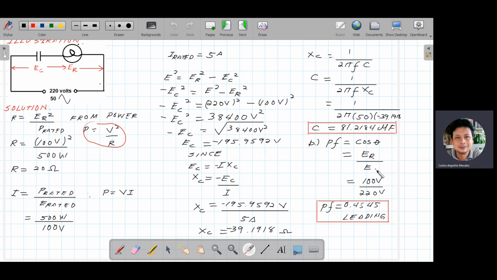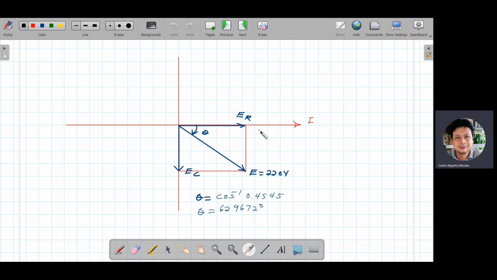Next, power factor is cosine theta. I chose E_R over E. 100 volts divided by 220 volts gives a power factor of 0.4545 leading, because it is capacitive. When it is capacitive, it is leading, because the current leads the voltage. This is what it looks like. This is the 220 volt source, this is E_C, and this is E_R. The phase angle, the arccosine of 0.4545, is 62.9672 degrees.